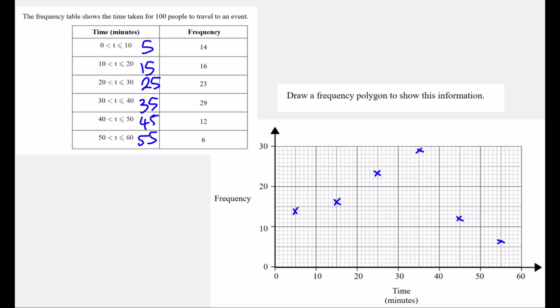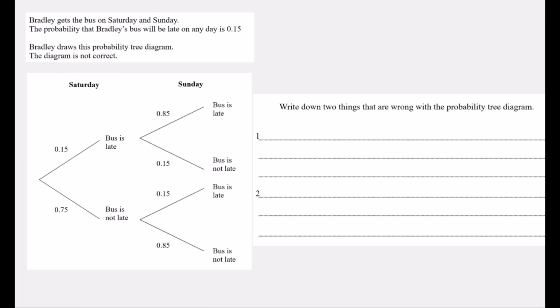So there are points, and we need to get a ruler and join them up now. So we're joining up our points with a ruler, and that is our completed frequency polygon. So just join up the points with a ruler, and we are finished.